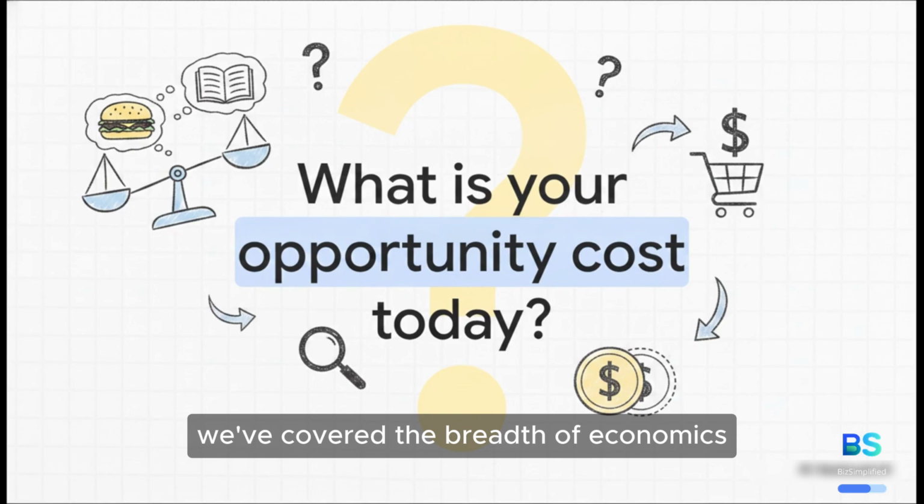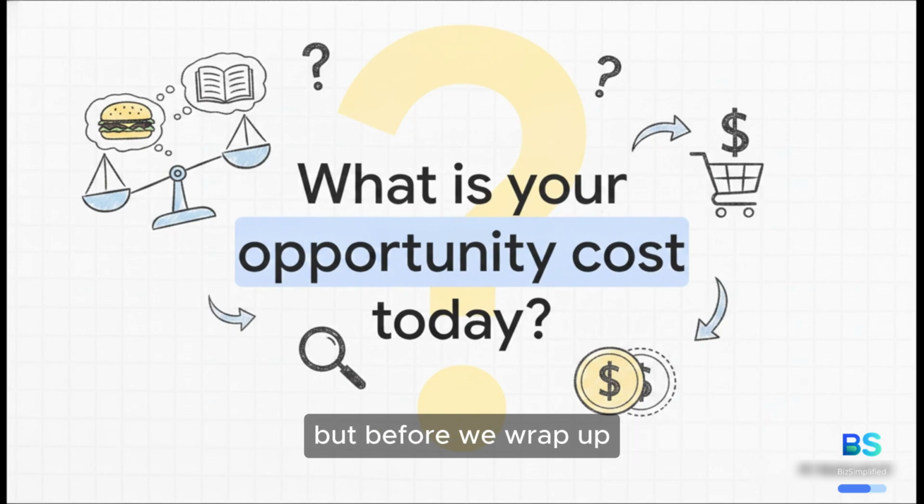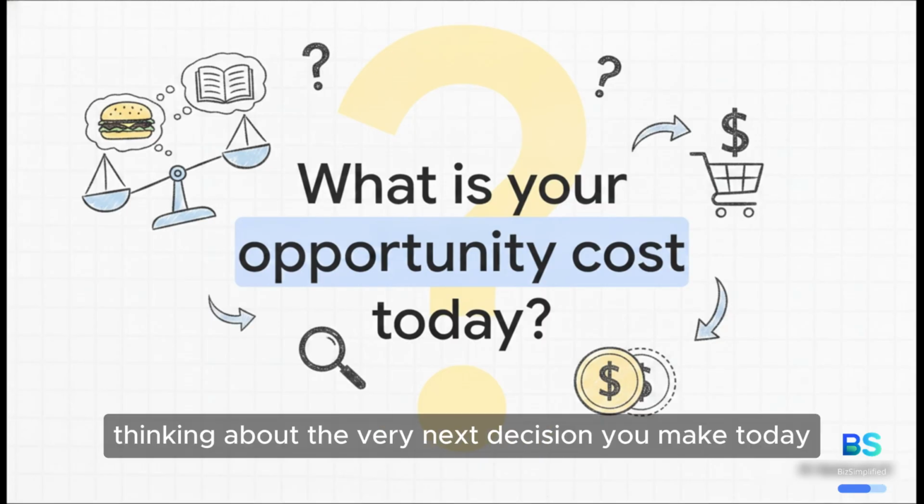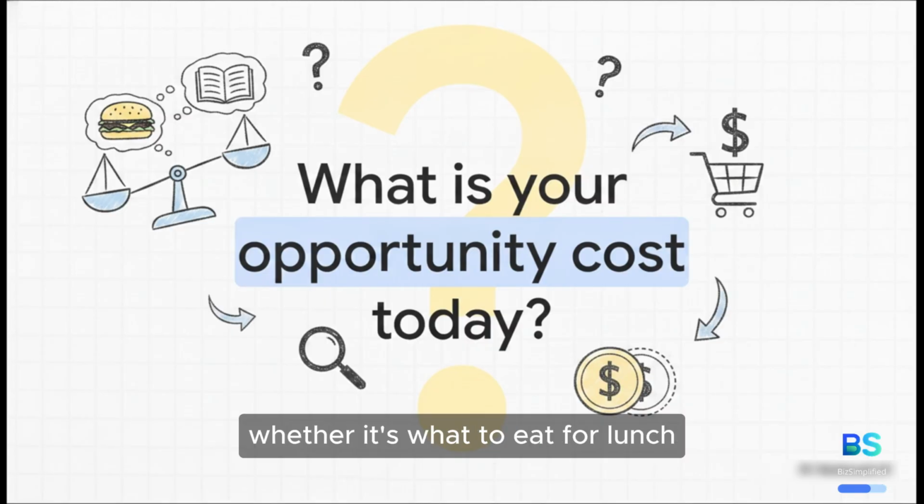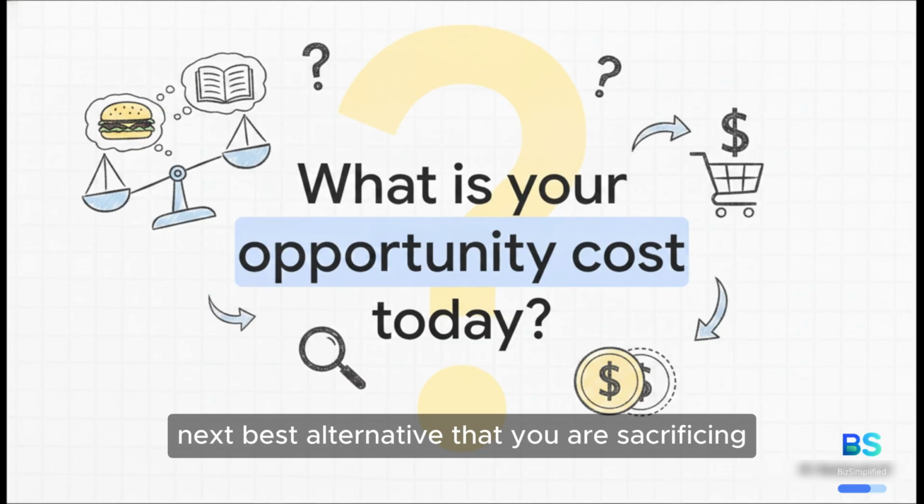We've covered the breadth of economics, zoomed in on microeconomics, and unpacked the mechanics of scarcity and choice. But before we wrap up, I want to leave you with a question to test this theory in your own life right now. Thinking about the very next decision you make today, whether it's what to eat for lunch, whether to study or watch a show, or what to buy at the store. What is your true opportunity cost? What is the invisible, next best alternative that you are sacrificing?